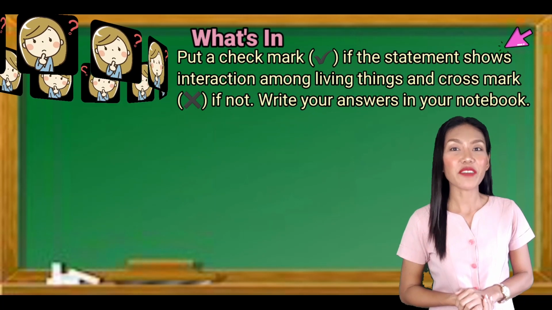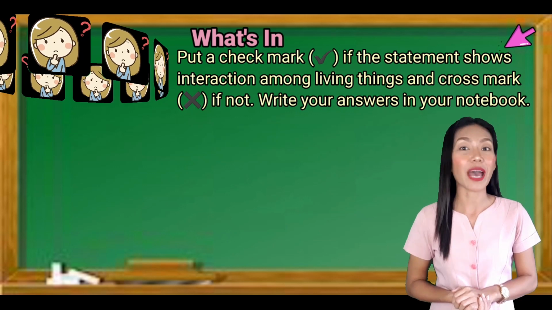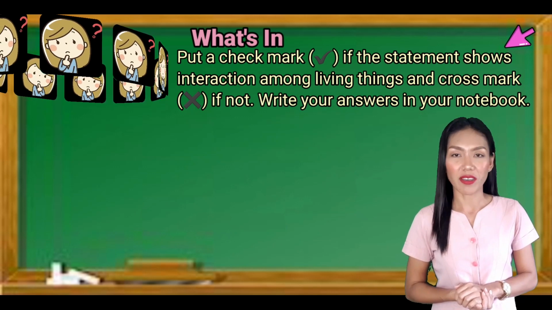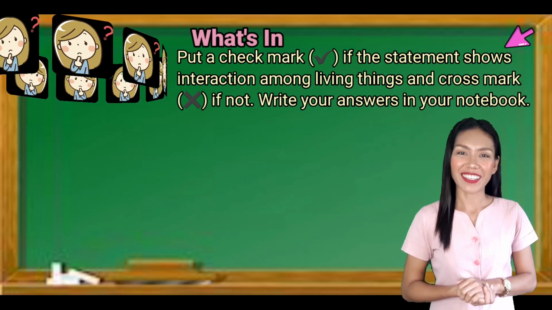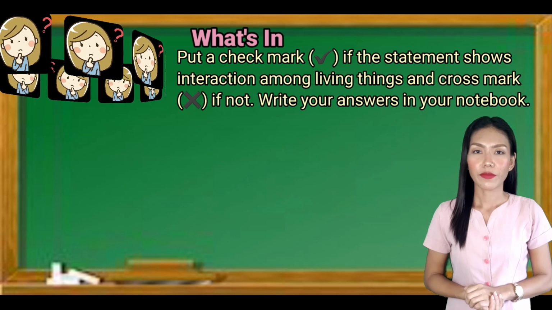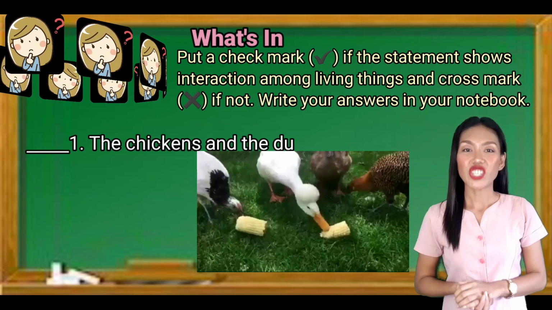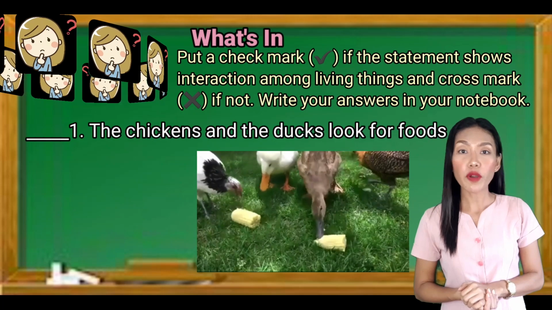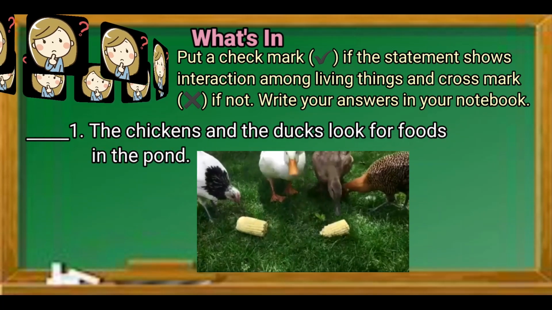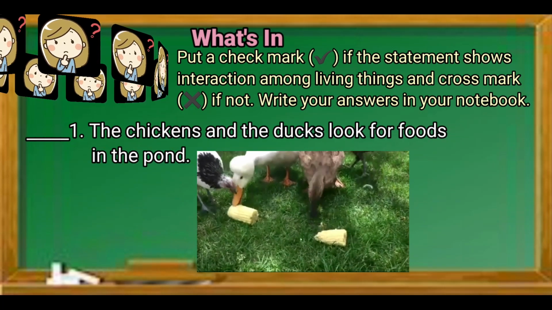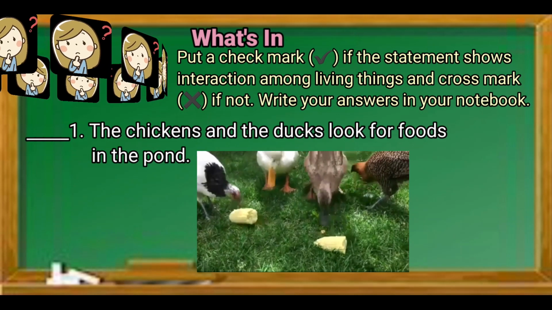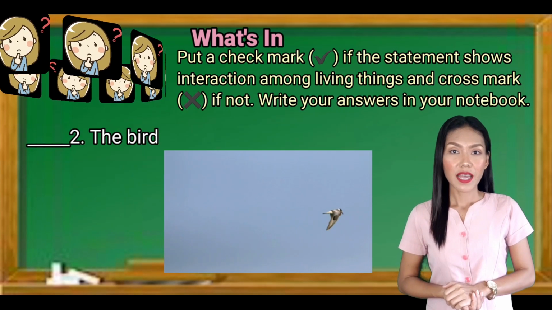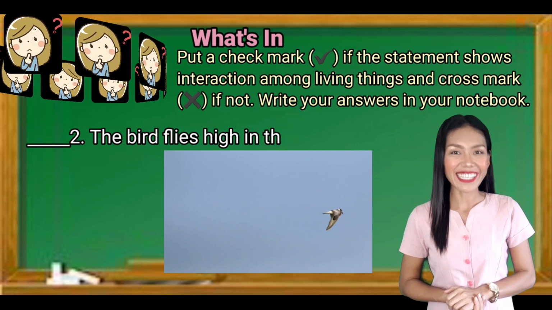Put a check mark if the statement shows interaction among living things and a cross mark if not. Write your answers in your notebook. First, the chickens and the ducks look for food in the pond. Second, the bird flies high in the sky.